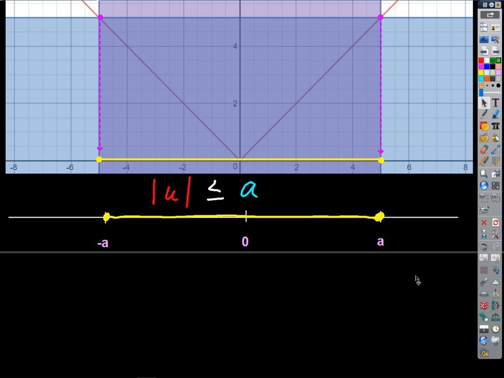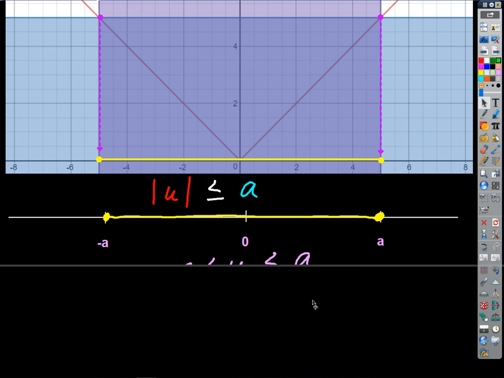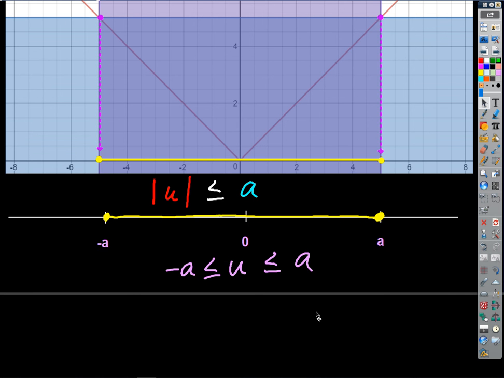Okay, but you start with u, though. So u is what? How do I say that interval? u is greater than or equal to -a and, what do you know? There it is right there, right? Okay? So there's our general conclusion we can make.